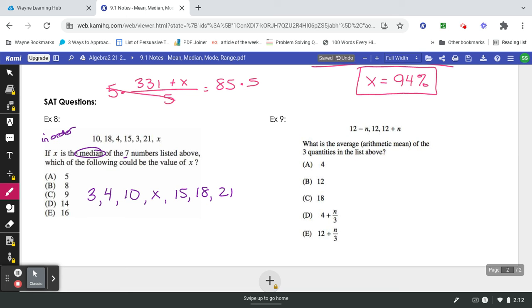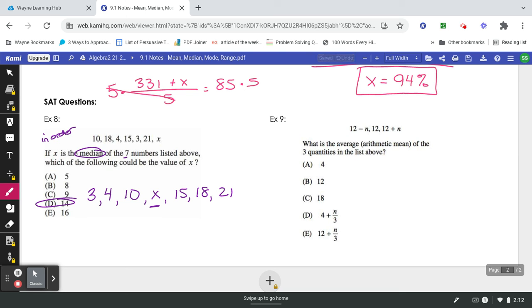So if your x is right in the middle, it's the median, that means it has to be in a particular order from smallest to largest. So which one of these multiple choice values could x end up being? It has to be a number between 10 and 15. Obviously, letter D, 14 is the only number that works.